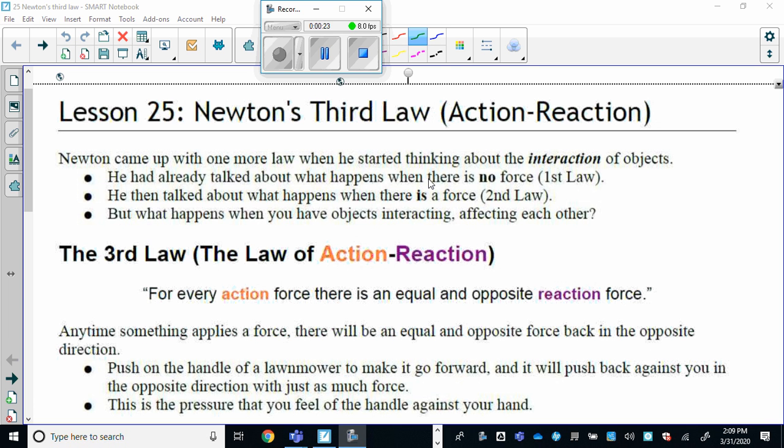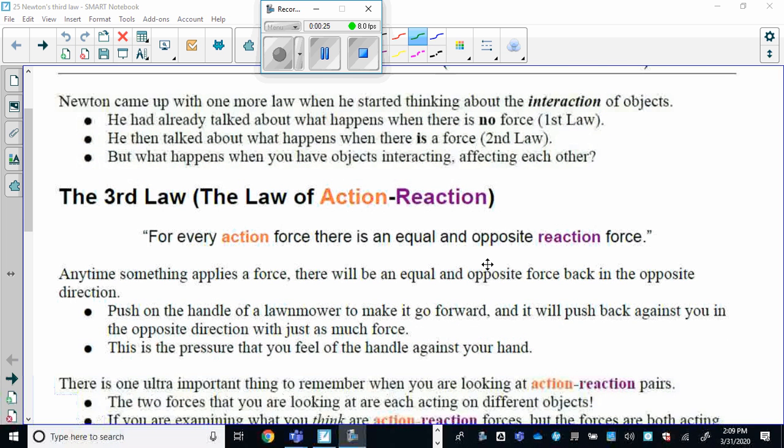And the example they have in your notes is a pretty good one. It says you push on the handle of a lawnmower to make you go forward. It will push back against you in the opposite direction with as much force. So you have to think about, in that example, what's making the lawnmower move. It's not your hands pushing on the handle. It's your feet on the ground that are making the lawnmower move.